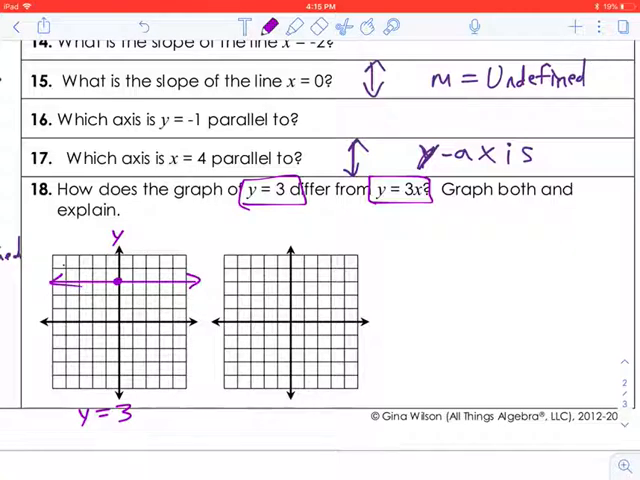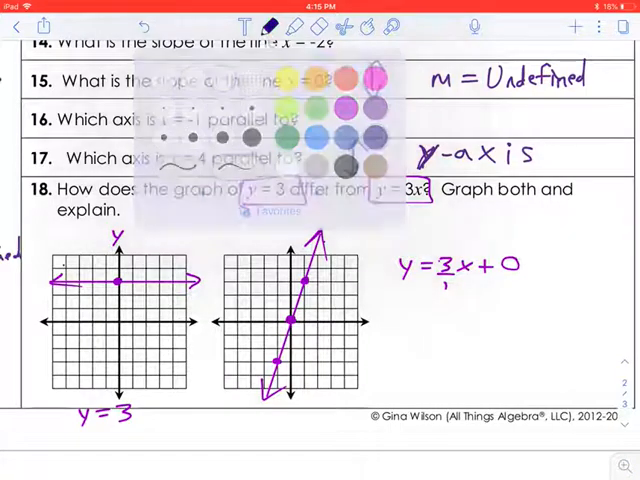Y equals 3x is the same as y equals 3x plus 0. So that would be 0 for my y-intercept and then up 3 over 1 for my slope. So that's kind of what we did earlier in the week. So I've got a slope of 3 over 1, and then my line goes through those 3 points, okay? And there we go. That's the difference between y equals 3, y equals 3x, okay?